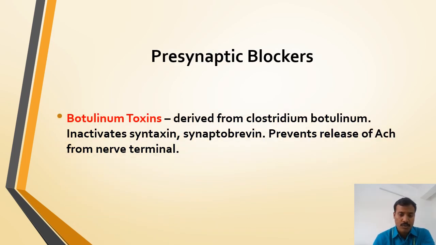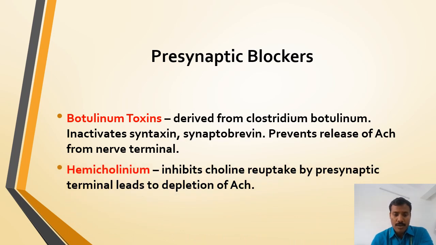Presynaptic blockers are botulinum toxin and hemicholinium. As the name tells, they are presynaptic blockers. They inhibit the release of acetylcholine into the synaptic cleft. The botulinum toxin is derived from Clostridium botulinum. It inactivates syntaxin and synaptobrevin. These two proteins are involved in the exocytosis of the vesicles. So botulinum toxin prevents these proteins, so vesicles will not come and attach with the presynaptic terminal, and acetylcholine is not released. So acetylcholine is not there, and the impulse cannot be transmitted.